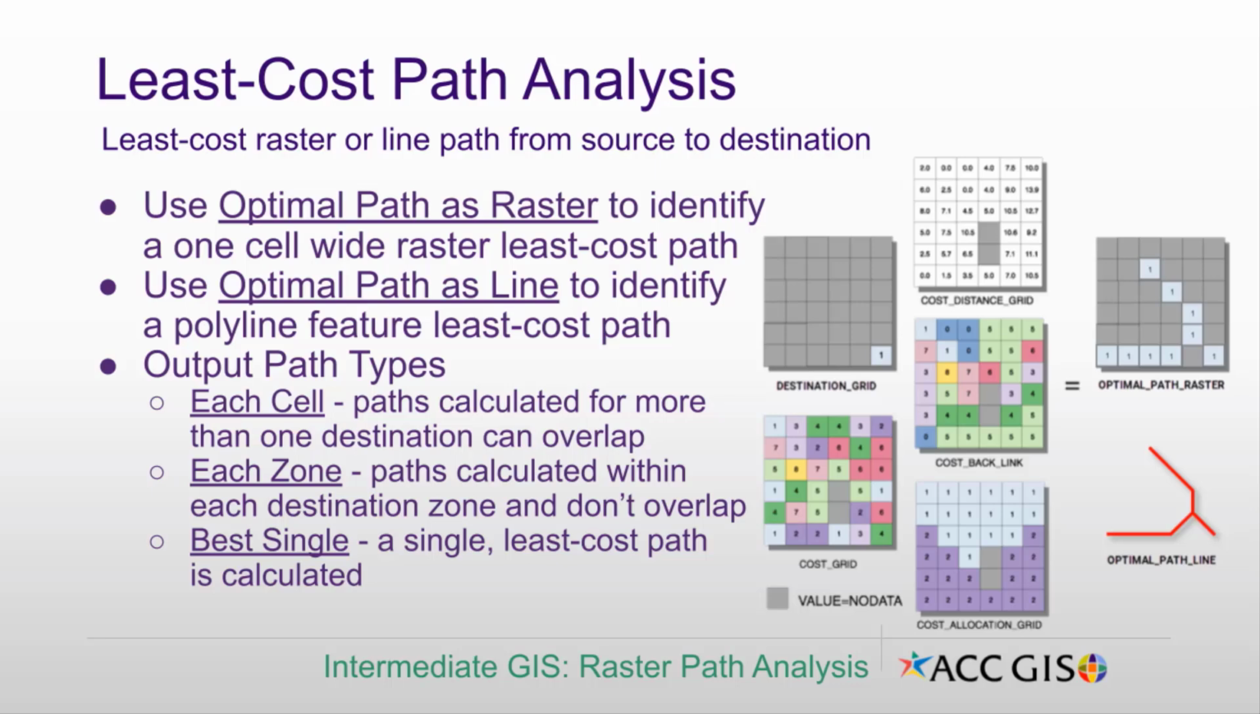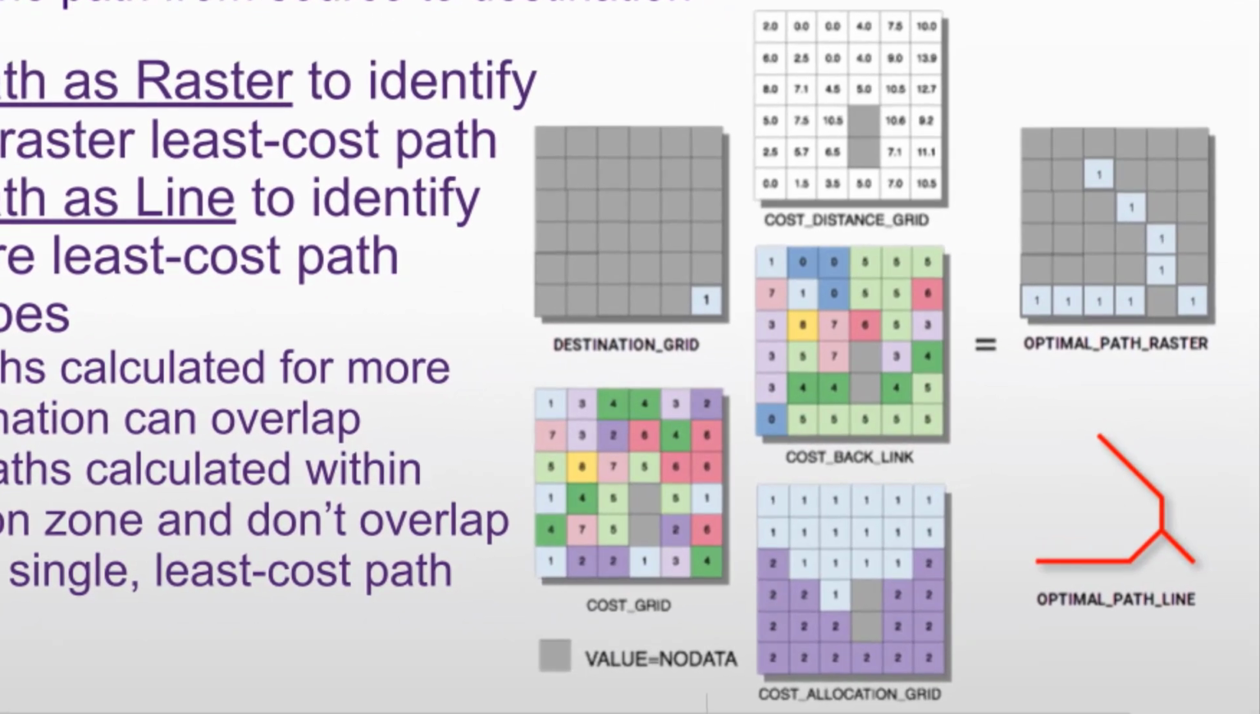So if you look at the example on the right, notice the very bottom row on the cost grid goes from left to right: 1, 2, 2, 1, 3, 4. And notice that just above the 3 is a 2, which is lower cost. And so when you generate the output, which is the optimal path as line or optimal path as raster, notice how the path jumps up to take the least cost path through the cell valued 2 rather than the cell valued 3.